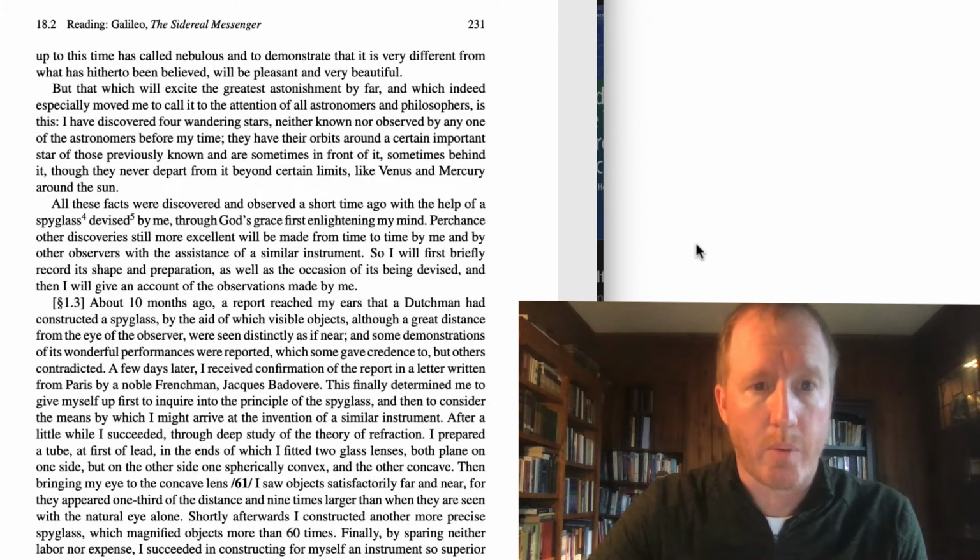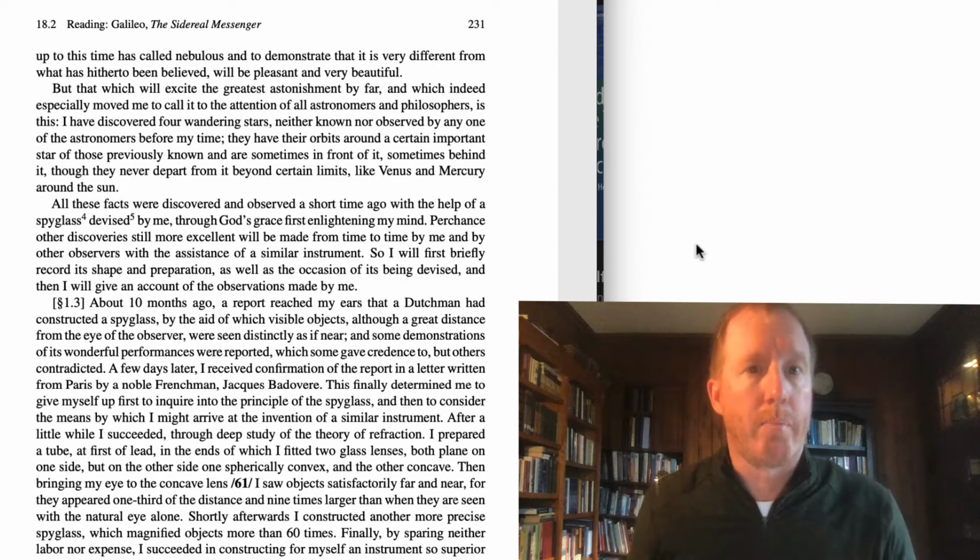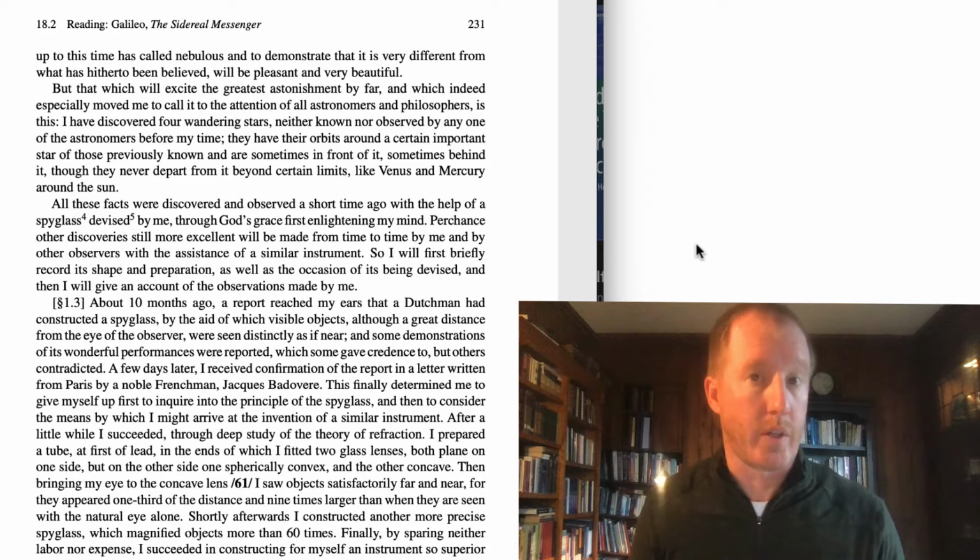So let's pick up where we left off. We're about the middle of page 231. I'm going to continue reading and make comments as I go.